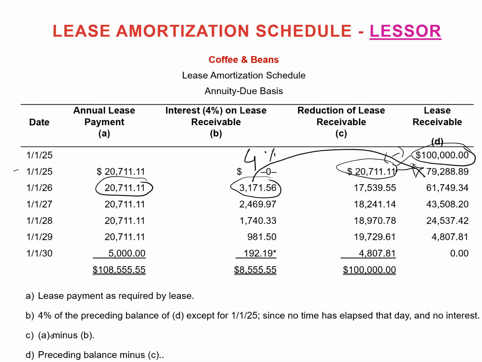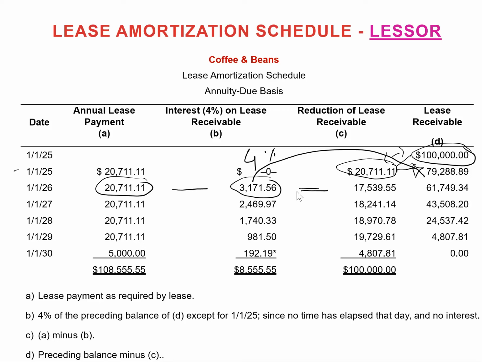So now the lessor will consider out of this 20,711.11 installment, this 3,171 as interest revenues, and after subtracting these interest receivables or revenues, they will initially call it interest receivable, and then actually they will record it as interest revenue.